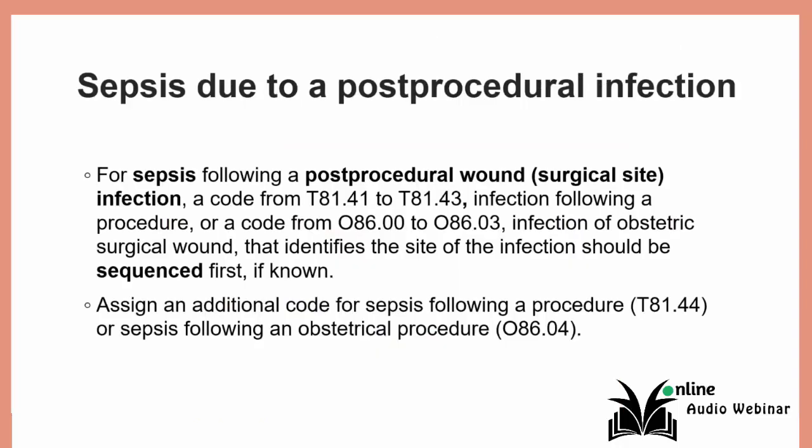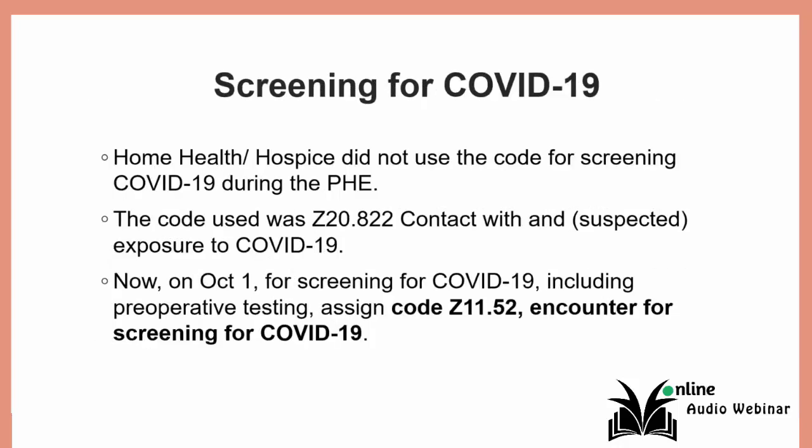Sepsis due to a post-procedural infection, T81.44 to 43. Or the O code is for obstetrical procedure. Screening for COVID-19. During the PHE, we were told in home health and hospice never to use the new Z11.52 code, which is encounter for screening for COVID. We'll use the Z11.52 instead of the Z28.22.